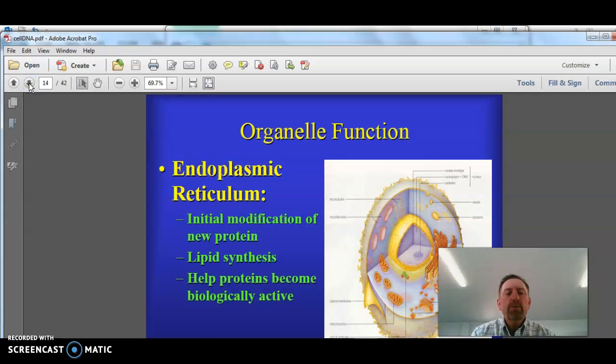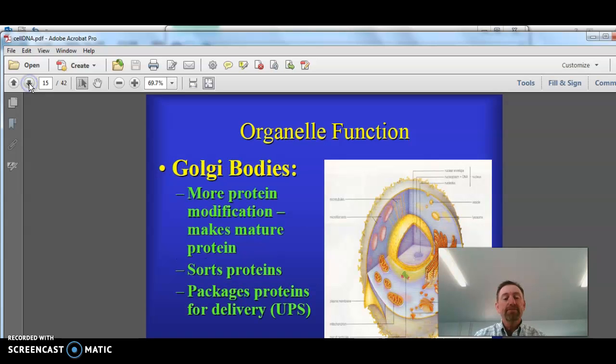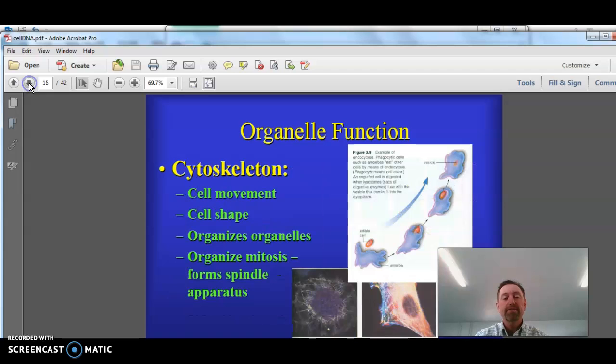The endoplasmic reticulum is going to modify this group of amino acids and start the process into a protein and making it biologically active. Once we get through the process of the endoplasmic reticulum, we have to ship it to where it needs to go in the cell, and that's the Golgi body. So the Golgi body works like UPS. It's going to finish the job of having it prepared to do what it needs to, package it, and ship it. The cytoskeleton is for the shape of the cell and for movement.